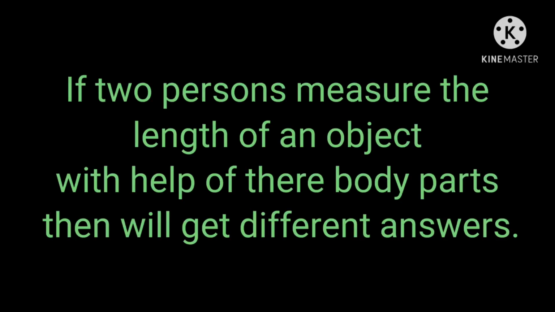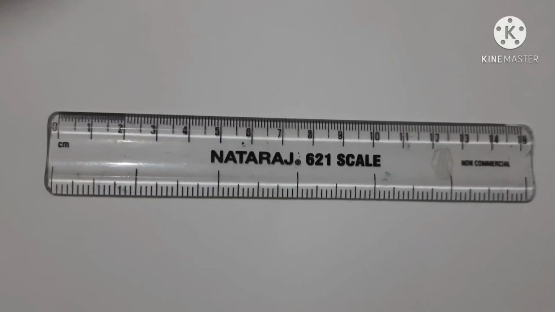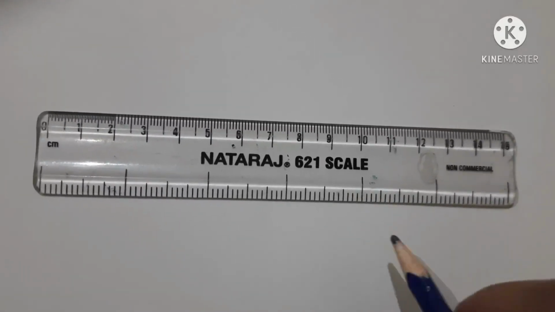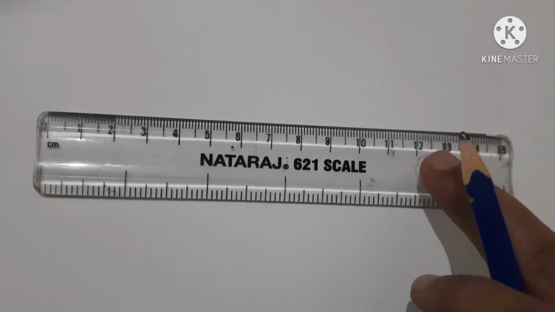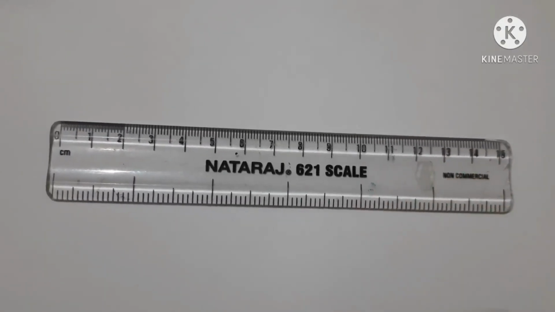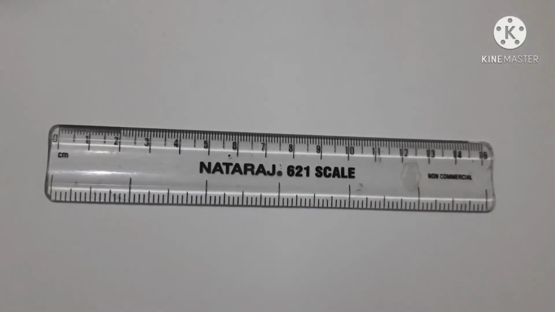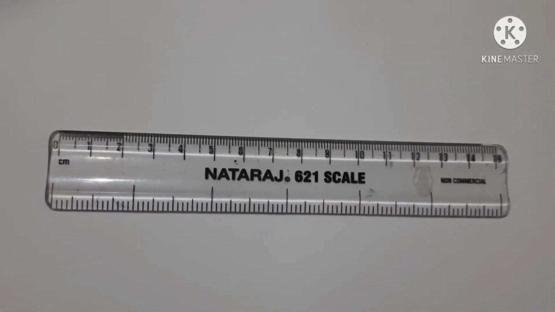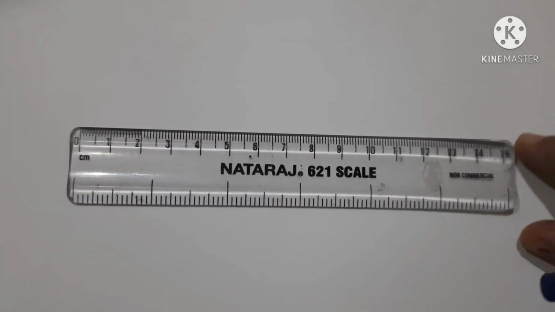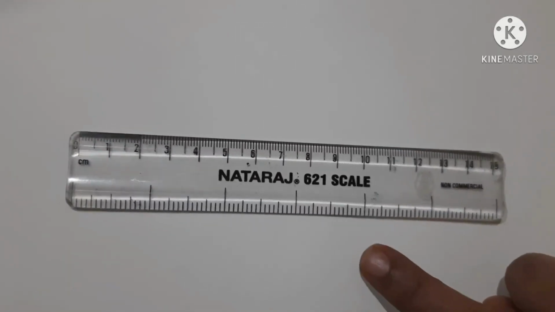If two persons measure the length of an object with help of their body parts, then they will get different answers. That's why this pace, foot span, hand span are called as non-standard units of length. Standard units of length. Children, can you identify what is this? This is a ruler and we commonly call it a scale, through which we can find the exact length of the pencil, books, notebooks, crayons, your water bottle, your lunch boxes, etc. So, this is one of the standard tools to find the exact length of the object.